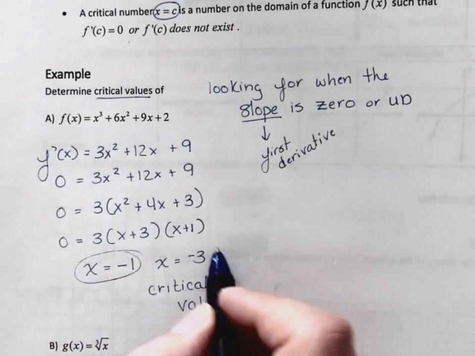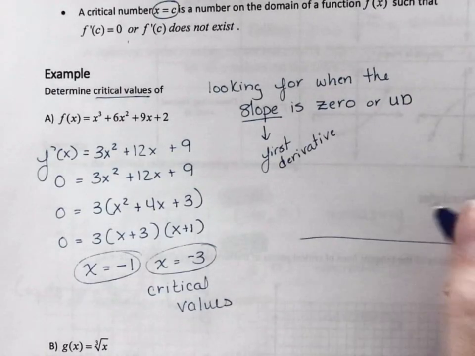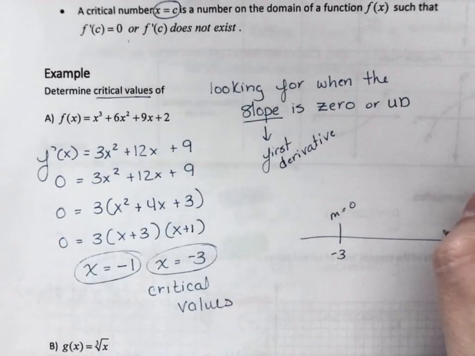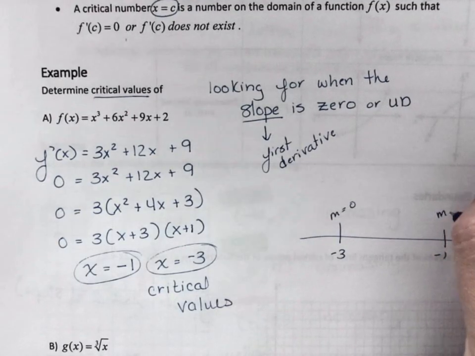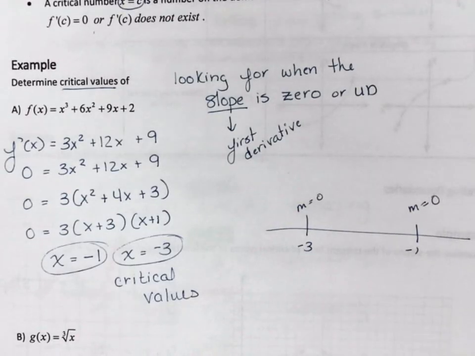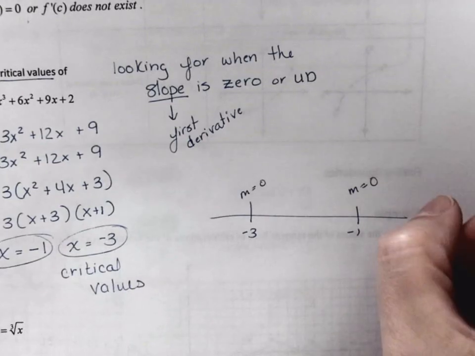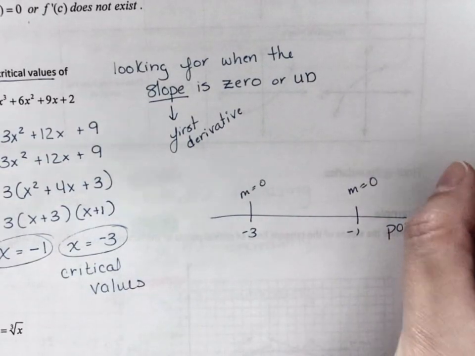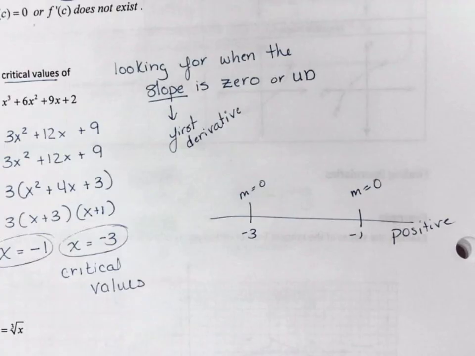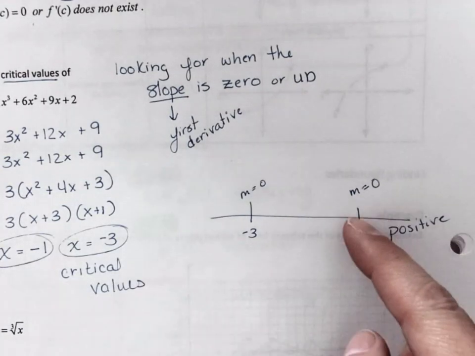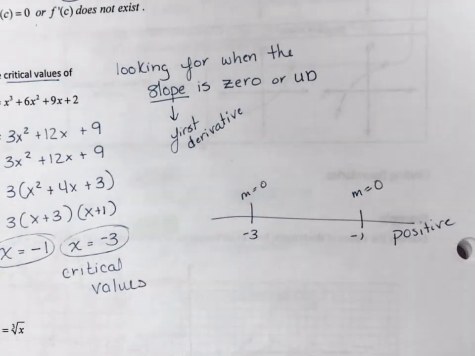So these will be our critical values. When we're looking at the number line, we know at -3 the slope is 0, and at -1 the slope is 0. So what's happening in between those? We'd have to look at what -2 is doing in between them, or 0. We can do 0 really quick. If we substituted in a value of 0, this one would be positive, so we know this would be increasing from -1.